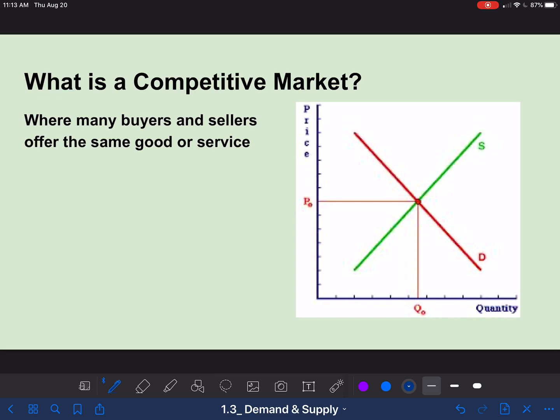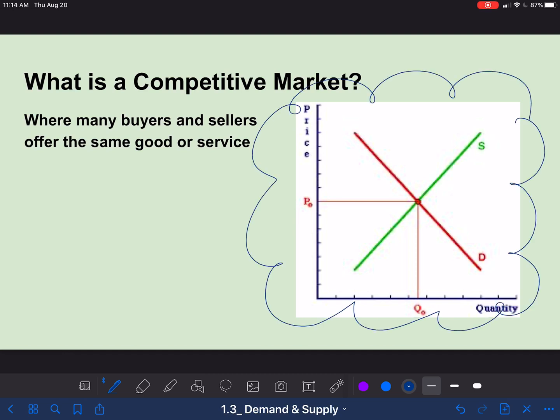So when we're adding supply and demand together on the same micro market, it's going to look like this. Looks like an X on a basic, right angle shape here. And we have price on the vertical and quantity on the horizontal. Our supply curve slopes upward and our demand curve slopes downward. And that creates our competitive market. And our point right here at the intersection is called equilibrium.